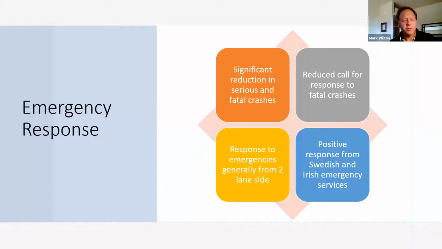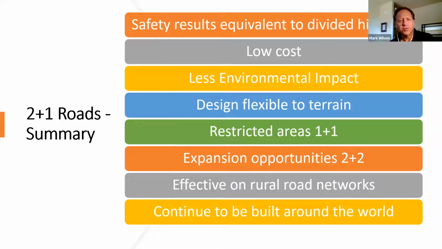So just to summarize some of the key points of 2+1 roads, ultimately their safety results are equivalent to divided highways, but they can be built at a much lower cost and a much lower environmental cost. Their design is flexible to the terrain. So for example, where the terrain is difficult, they can be designed as a 1+1 for a period of a certain length. And if there needs to be expansion, there can be, of course, the 2+2 model, as the Irish have done.